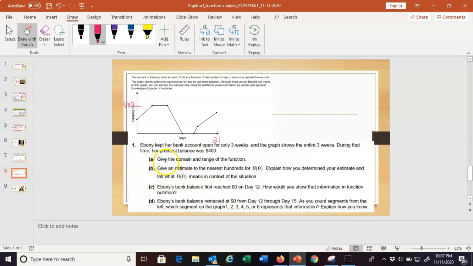So A says give the domain and range of the function. Remember, the domain are the x values. So where does the function start along the x-axis? Remember, the domain are the days. So if you think about it, when you open a bank account, there's kind of 2 ways you can think about this. It's 0 day, like you go in at the very beginning of the first day. So it'd be like from 9 a.m. until 9 a.m. the second day would give you that first day.